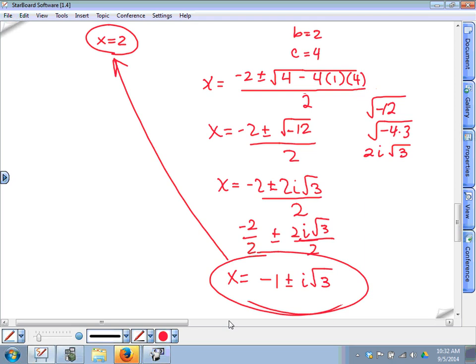Hey, guess what? We're not done yet. We've done the difference of cubes. What haven't we done? The sum of cubes. Hang in there, you guys.